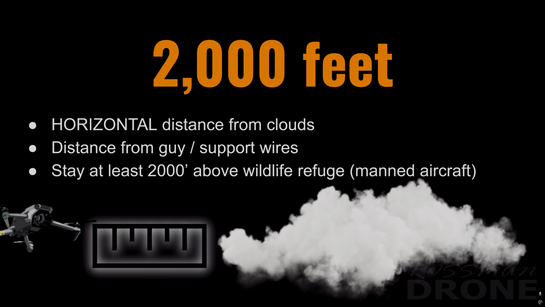2,000 feet actually comes up a couple times. That is the horizontal distance that you need to remain away from clouds while you're in flight. And that is also the distance horizontally again from guy or support wires. Really, you can kind of just think of that as the support wires that come off of tall towers like a radio tower or something like that. So 2,000 feet horizontally away from both clouds and support wires.